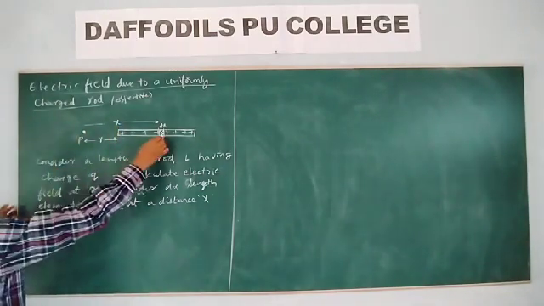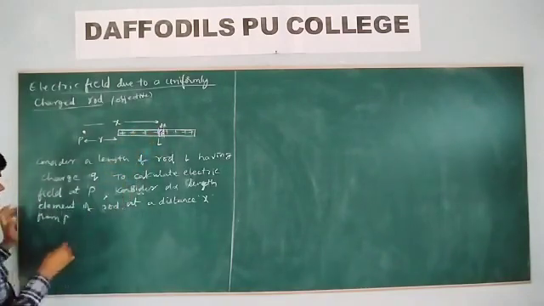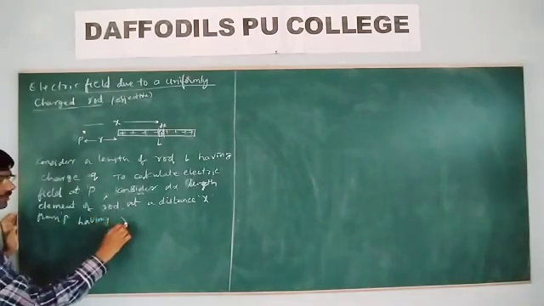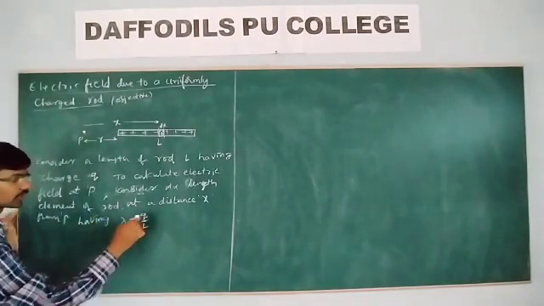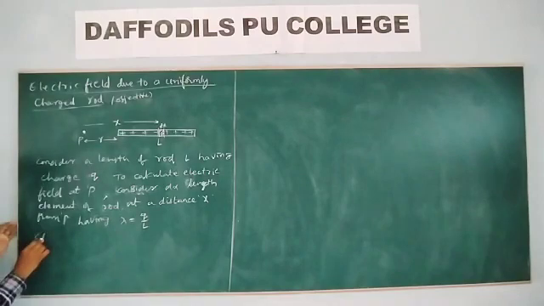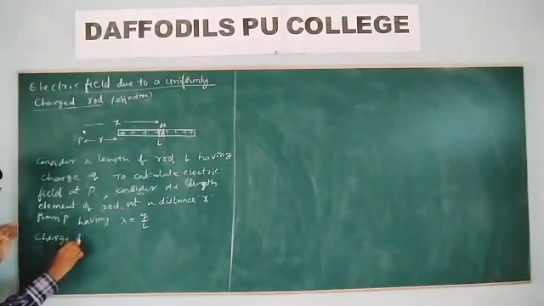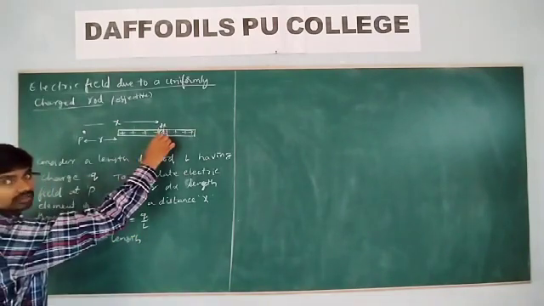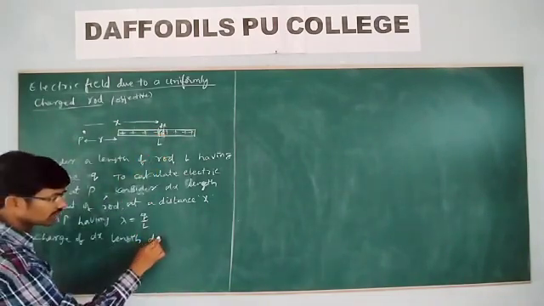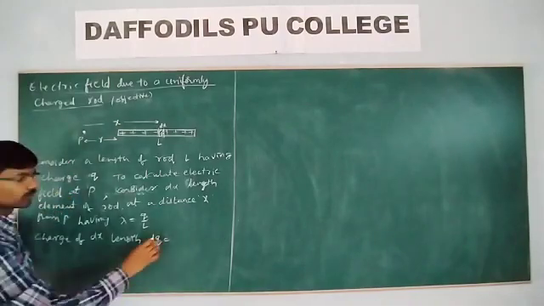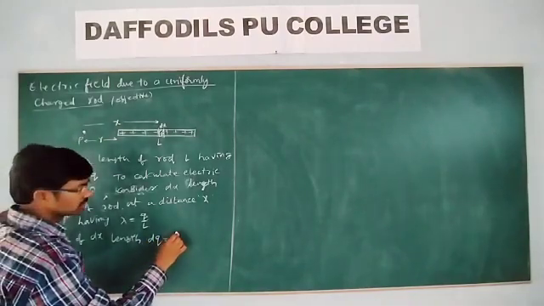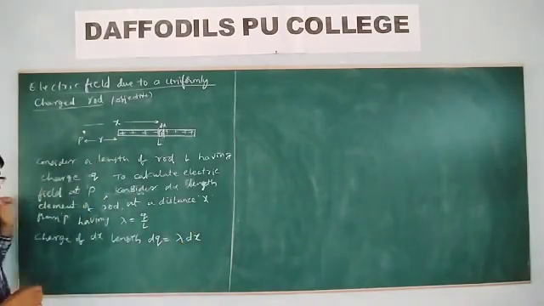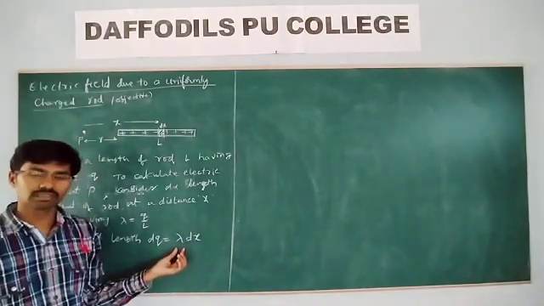Tell me now, what is the charge for this element? We know the linear charge density, lambda, is equal to what? Charge per unit length. Now the charge of the dx length, which is very small, dq. What do you mean by dq? dq is nothing but lambda into dx.